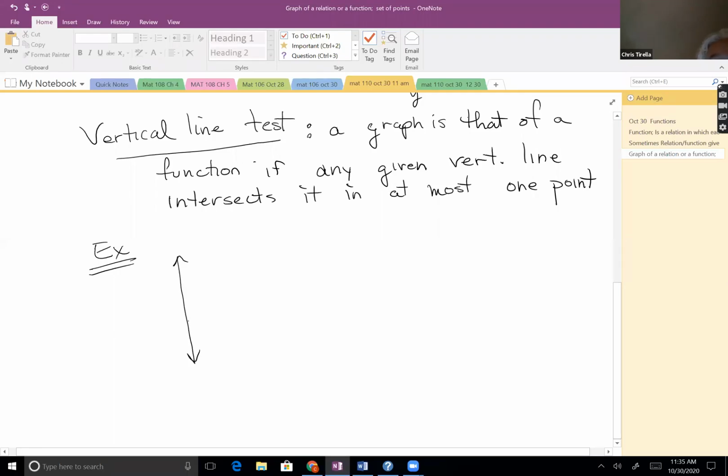But let's say these are my axes, X, Y. And let's say my graph is a line. Does everybody see that if I started drawing all of these vertical lines, any vertical line would only intersect it in a single point? So this would be a function. It passes the vertical line test.